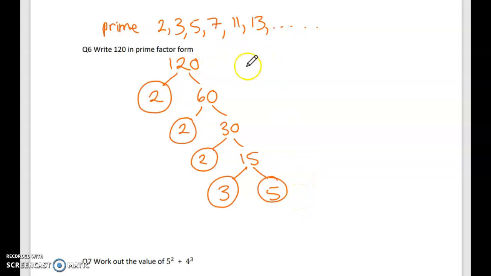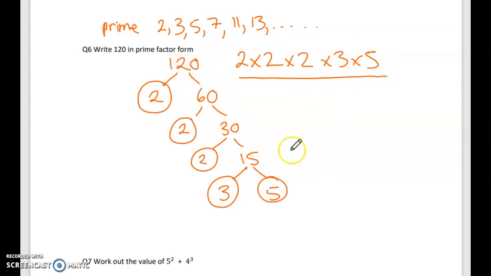My final answer in prime numbers, I'm going to list out as a multiplication. So I've got 2 times 2 times 2, so I've got 3 of them, times 3 times 5. If on the calculator I check by multiplying these together, I should get back to my 120. So this is prime factor form.